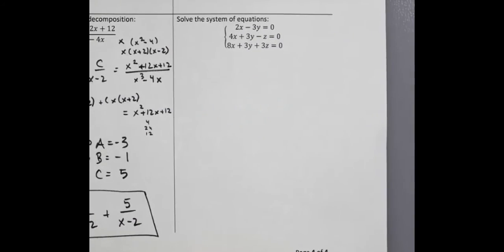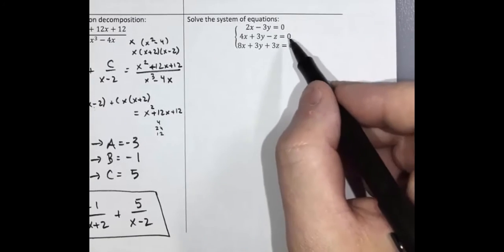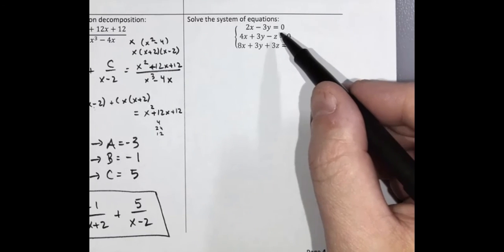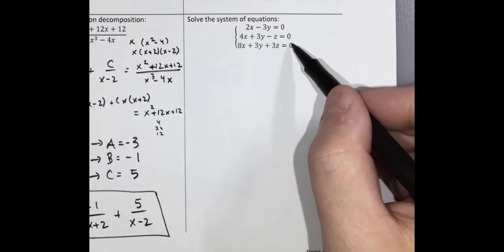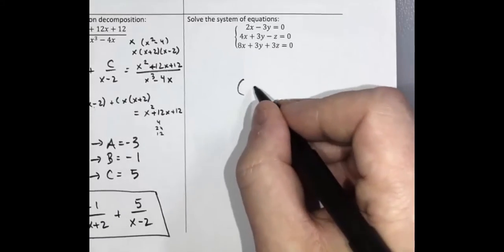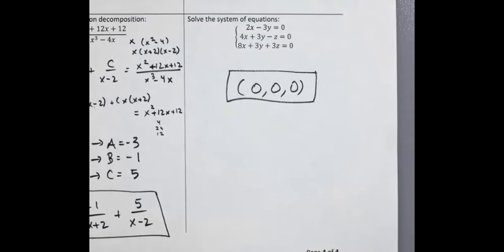And our final problem on this page is to solve the system of equations here. Now, we could do substitution or we could do elimination, but if we just observe what's going on, we just want these to all be equal to 0. So the clear solution to this is to let x, y, and z all be 0.